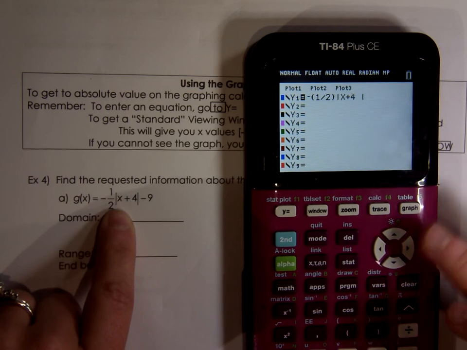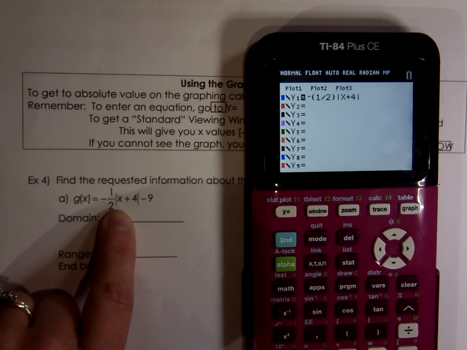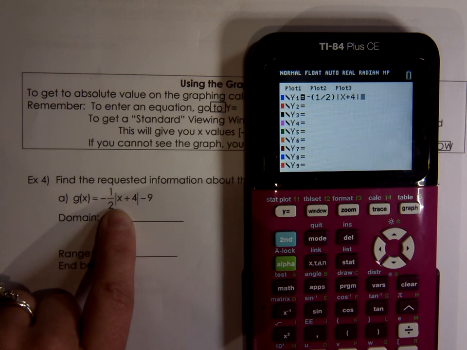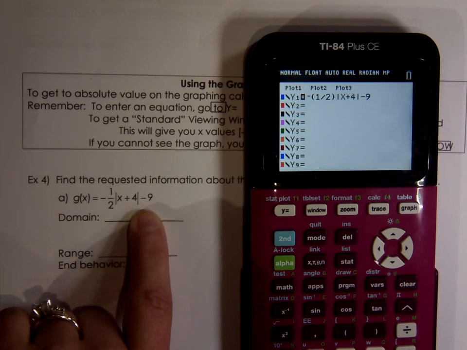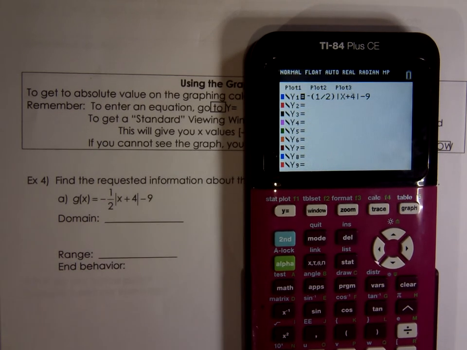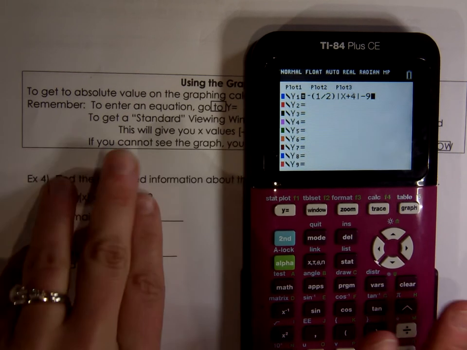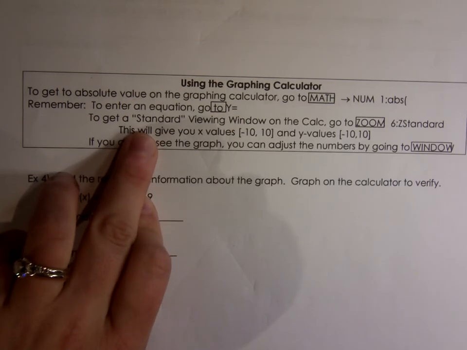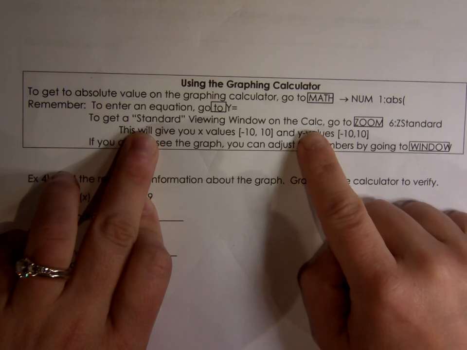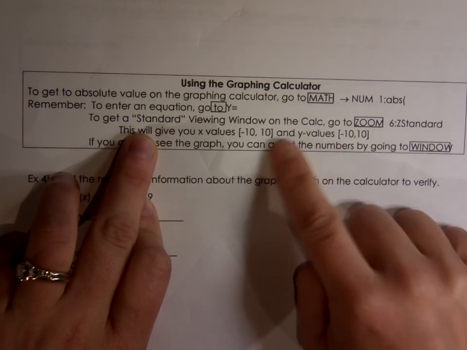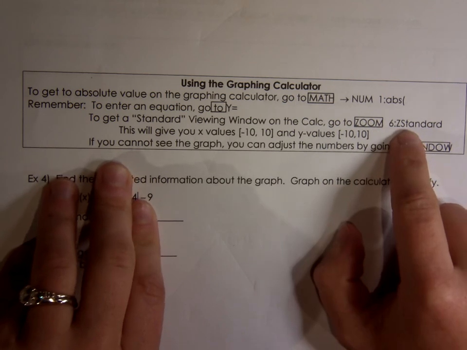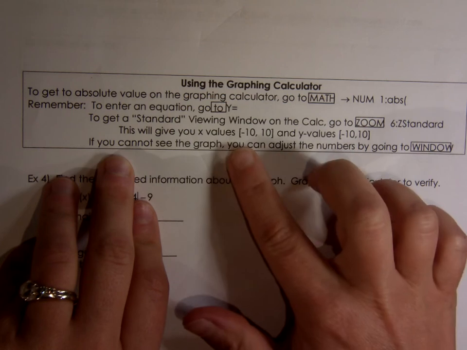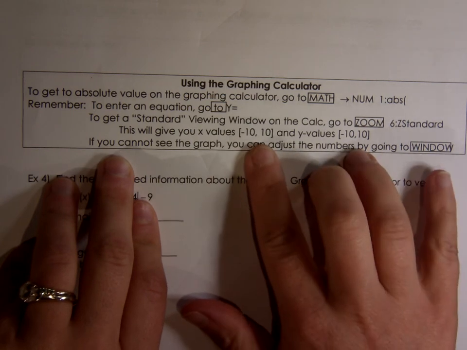I'm going to press the right arrow so that I'm outside of the absolute value symbols. Once again, if you have a different version, you might have to close the parentheses. And then I'm going to write -9. So we're going to actually graph this function. From here, to get a standard window, you'll need to go to Zoom, and then number 6 where it says standard, and standard means that it gives your x and y values going from -10 to +10.